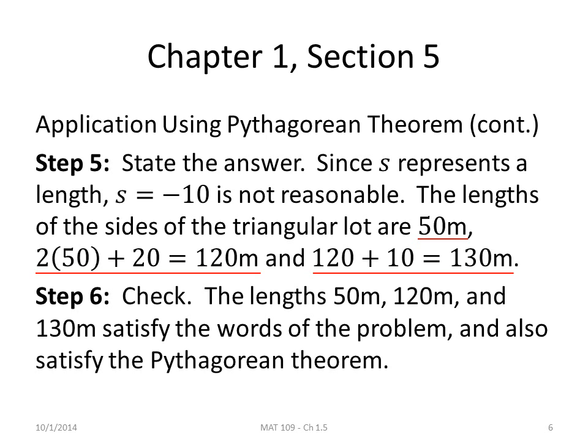We can then compare our answers with the words of the problem, and we find that all the conditions are satisfied. Therefore, the lengths of the sides of the triangle are 50 meters, 120 meters, and 130 meters.